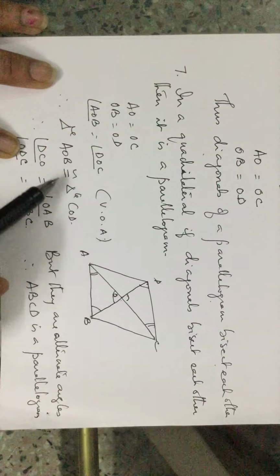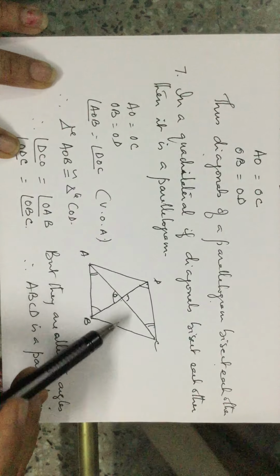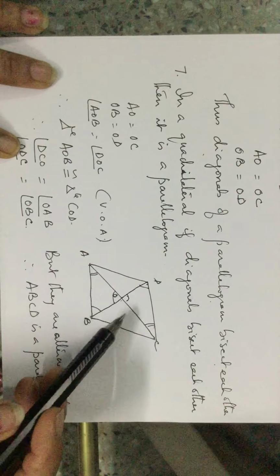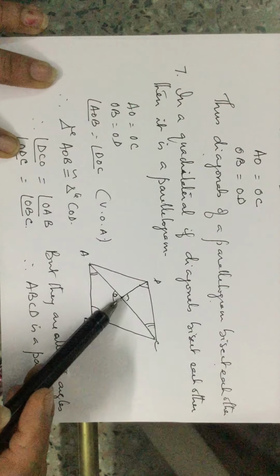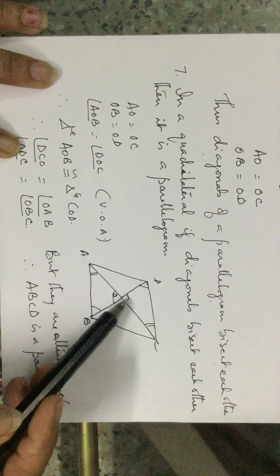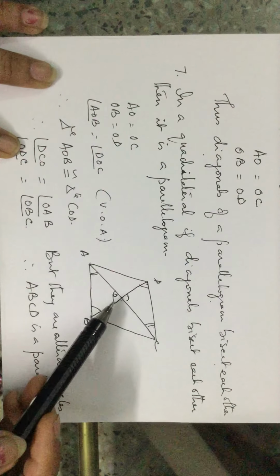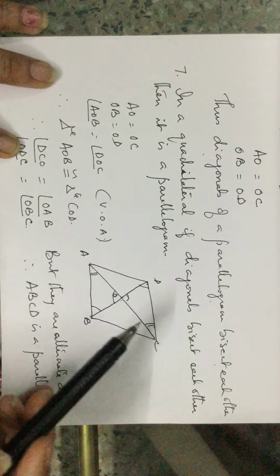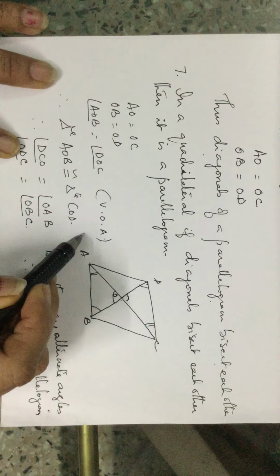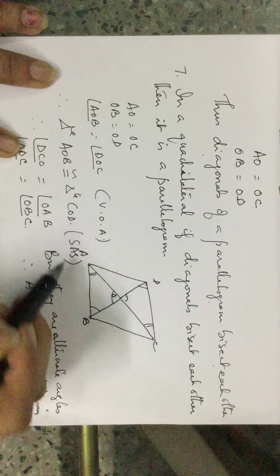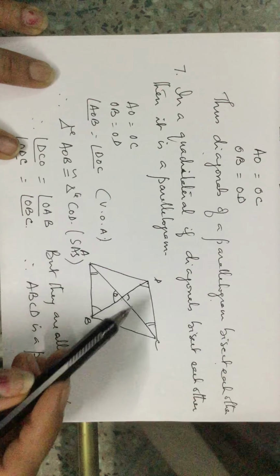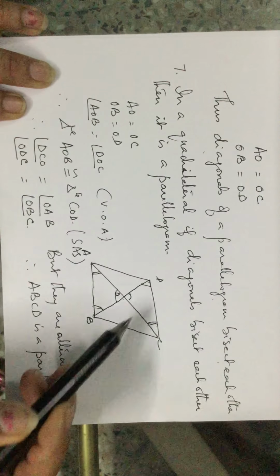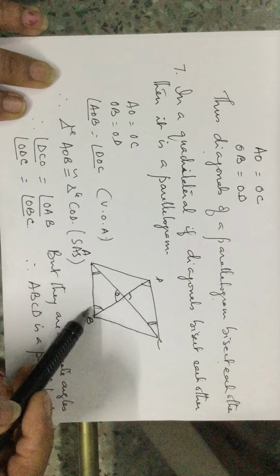They are congruent by this postulate, known as the SAS postulate. This side is equal to this side and this side is equal to this side, and these angles are vertically opposite angles. Therefore, it is the SAS postulate. So I'll write here SAS. Because they are congruent, this angle is equal to this angle and this angle is equal to this angle. But they are alternate angles.